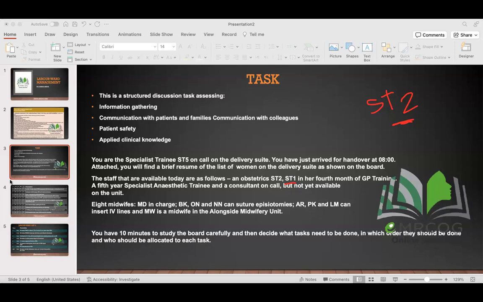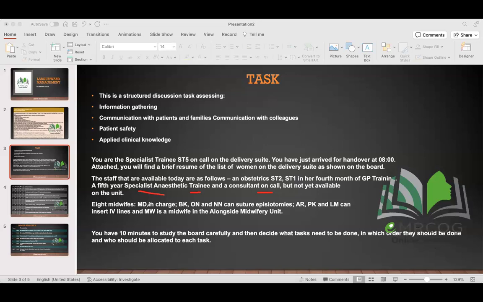Okay, so now I know my staff. I have ST2 and I have ST1. Should I write it down? Yes, please write it down. And you have also a middle grade doctor, a specialist anesthetist trainee, and the consultant on call, but not yet available on the unit. So it's usually like this. Usually the consultant is there, but maybe in a meeting or on the way or whatever, okay? But you should call your consultant whenever needed.